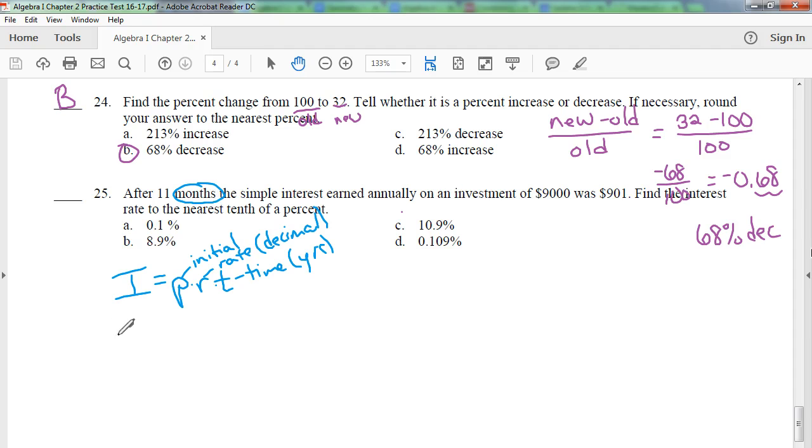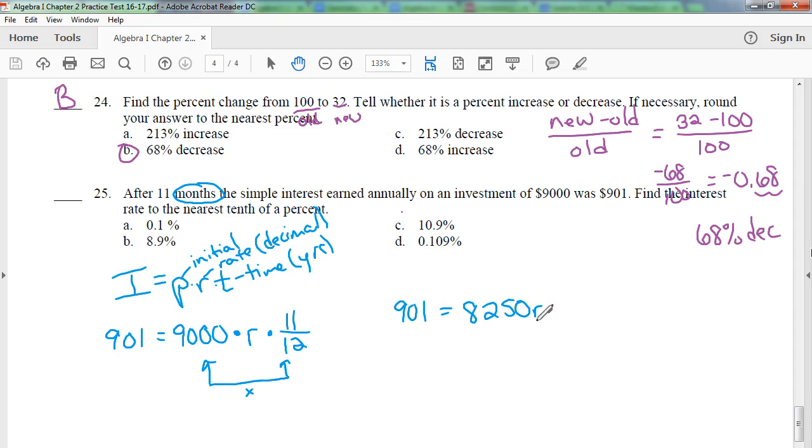So our interest was $901. Our principal amount, the initial amount, was $9,000. R is what we're looking for. And time in years will have to be 11/12 because there are 12 months in a year, and we are wondering about this after the 11th month. So you should multiply together the two numbers that are given on the right-hand side, and 11/12 times 9,000 is 8,250.